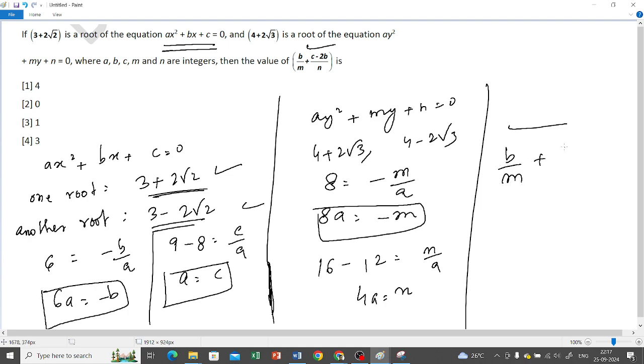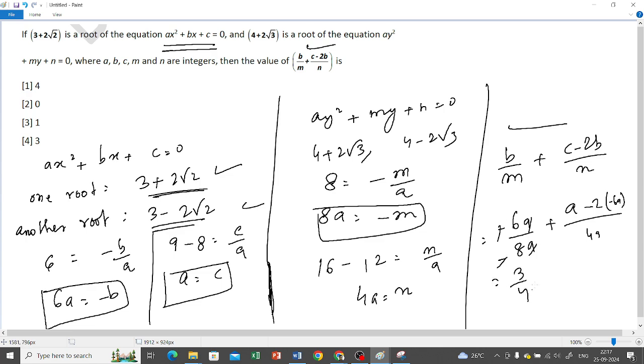Now we just need to find b by m plus c minus 2b by n. So I just need to put down the values. b is equal to minus 6a by m. What is m? m is minus 8a. What is c? c is a. What is 2b? 2b is minus 6a. What is n? n is 4a. The a cancels, minus minus cancels, 3 by 4 plus a, so this is going to be 13 by 4 plus 16 by 4, that is 4.